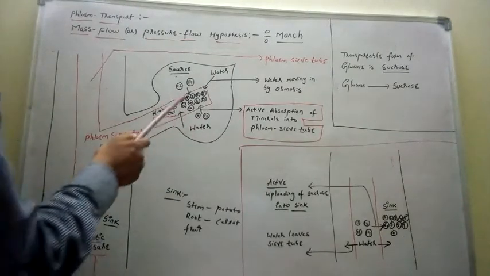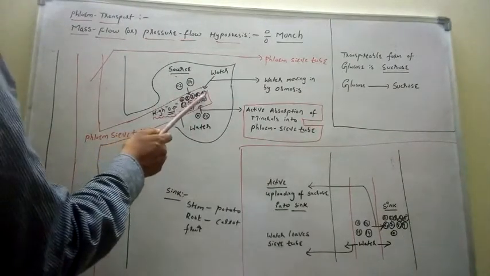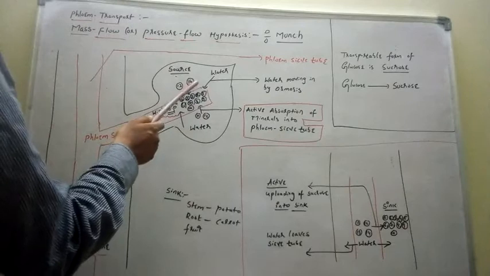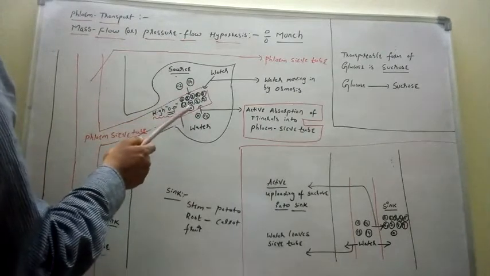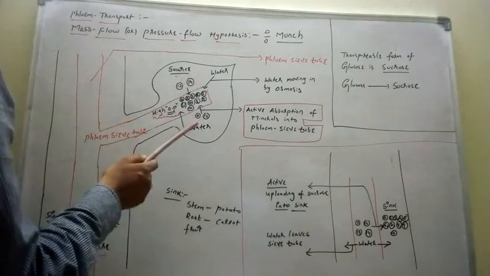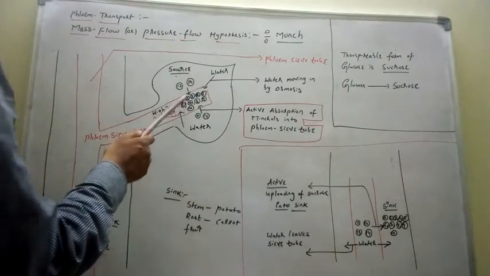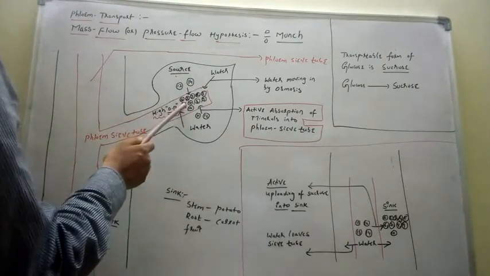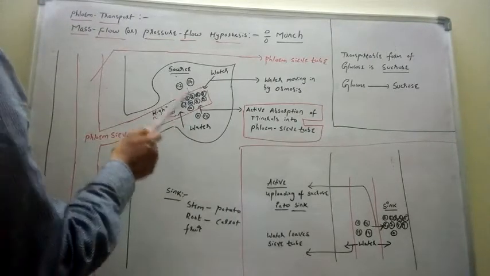Now here, 1, 2, 3, 4, 5 up to 14. So what are these molecules? These are the sucrose molecules. Imagine 14 sucrose molecules are synthesized inside the leaf. 1, 2, 3, 4, 5, 6, 7, 8, 9, 10, 11, 12, 13, 14.